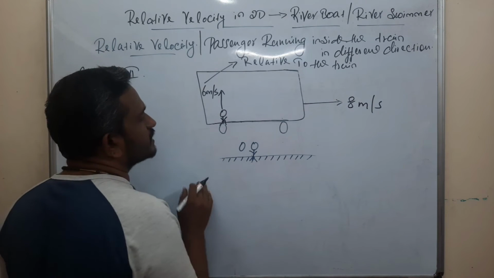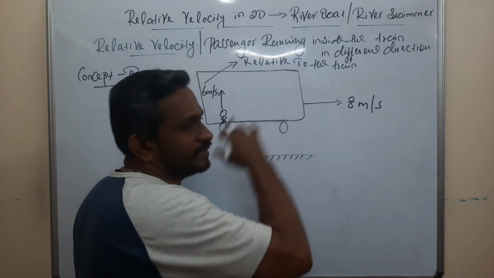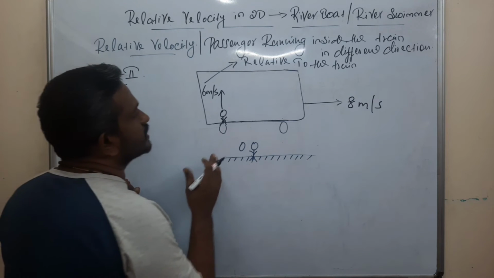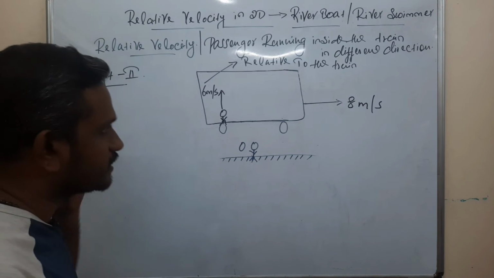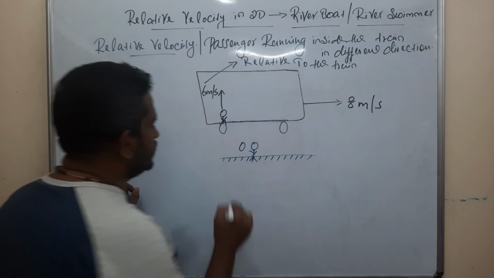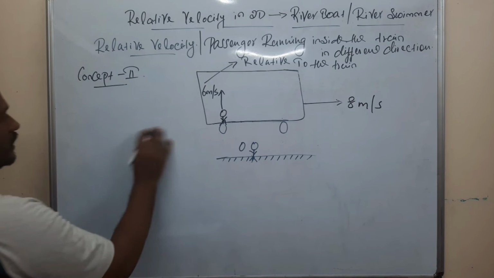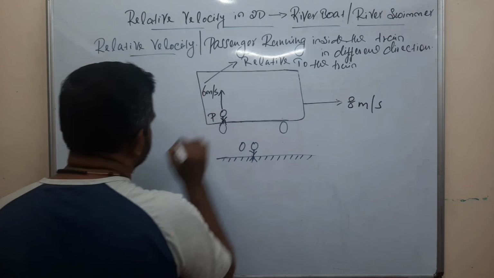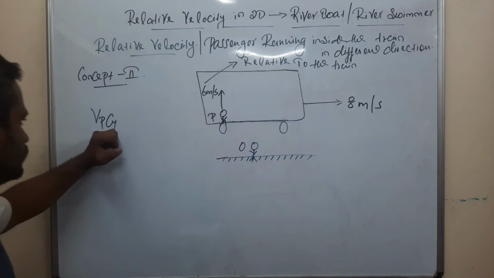In the initial cases we have discussed, the passenger is moving inside the train either in the rightward direction or leftward direction. So here, the passenger is moving inside the train in this direction. We have to find the velocity of the passenger, he is the passenger P. So the velocity of the passenger with respect to the ground we have to find out.